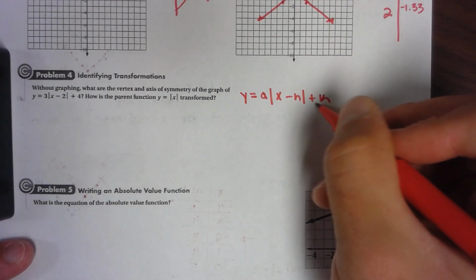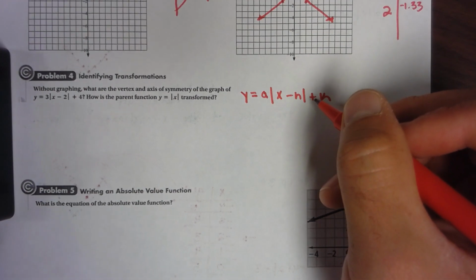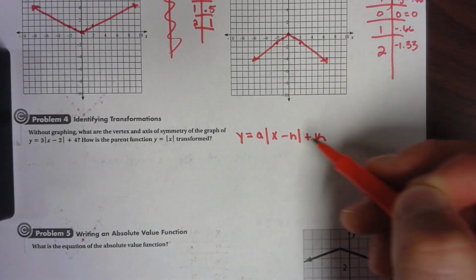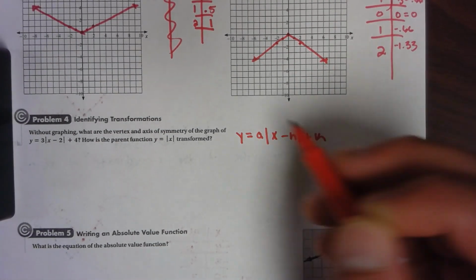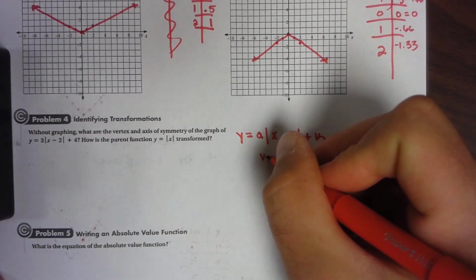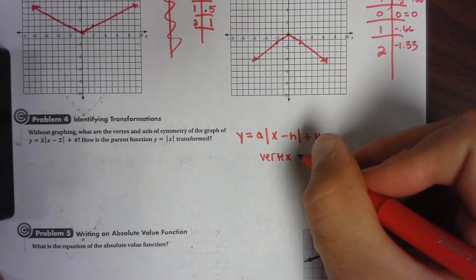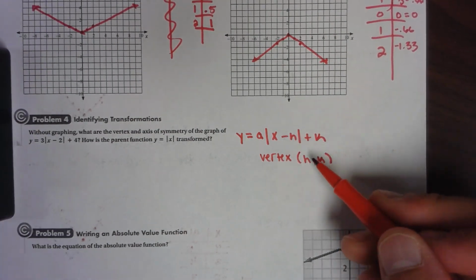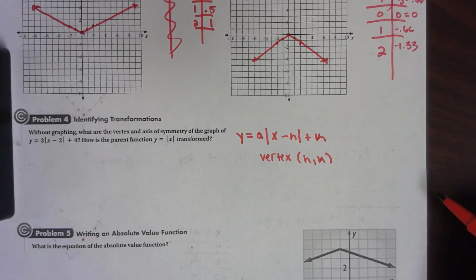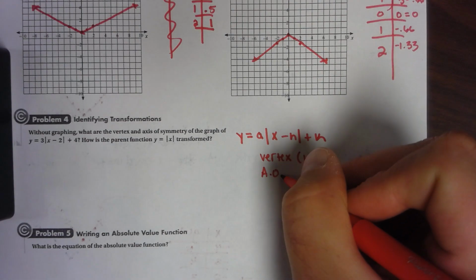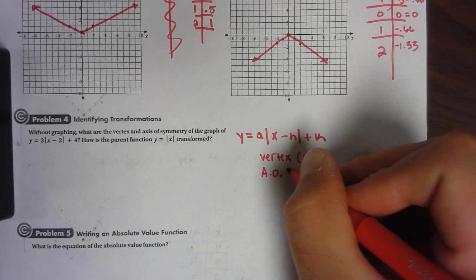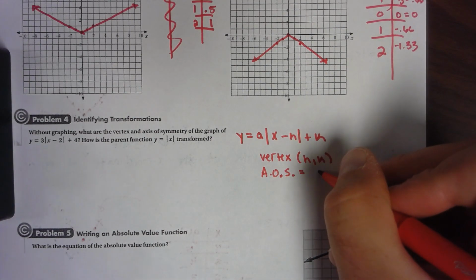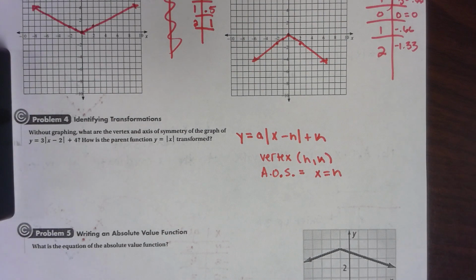But because h and k are our horizontal and vertical shifts, and because the vertex of our parent function starts at (0, 0), our horizontal shift and vertical shift are actually the location of our vertex. So the vertex in an absolute value function is (h, k), the opposite sign of the h in the equation, and the same sign of the k in the equation. And then your axis of symmetry, AOS, is again equal to the horizontal shift. So it's x equals whatever that h value is.